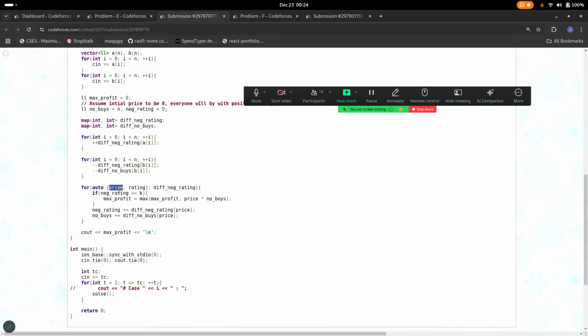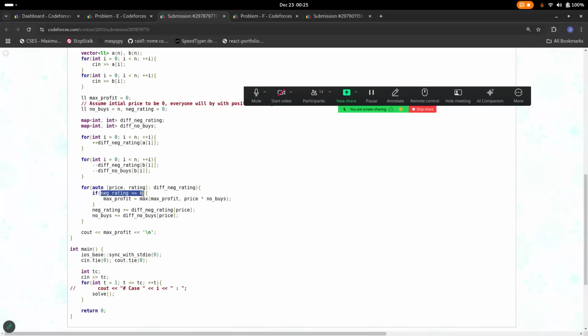And for each of these prices, up to this price, this number of buys and the negative rating would be maintained. And when we cross this price, then we would have a change in our negative rating and number of buyers for our trees. So when we cross this price, our negative rating and number of buys would be changed by this difference that we have calculated above. And up to this price, we had this number of buyers and this negative rating.